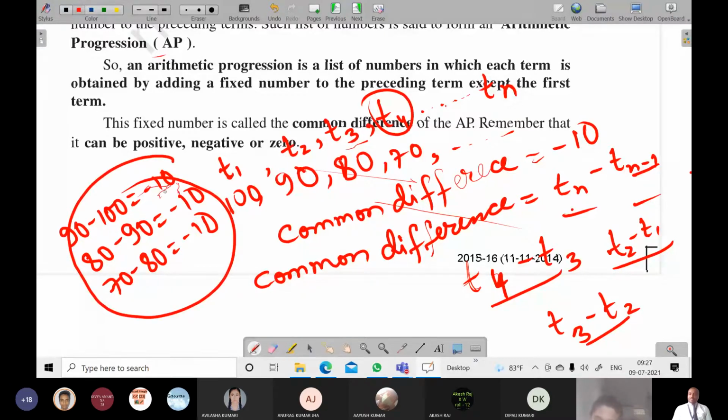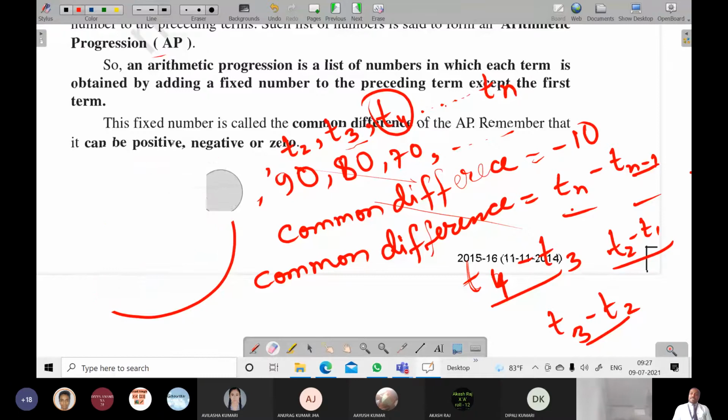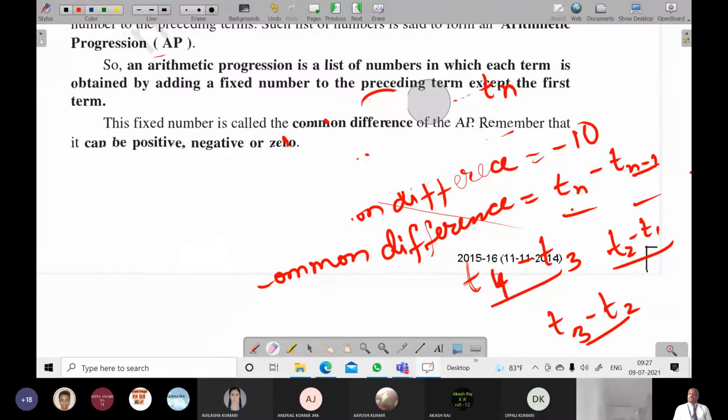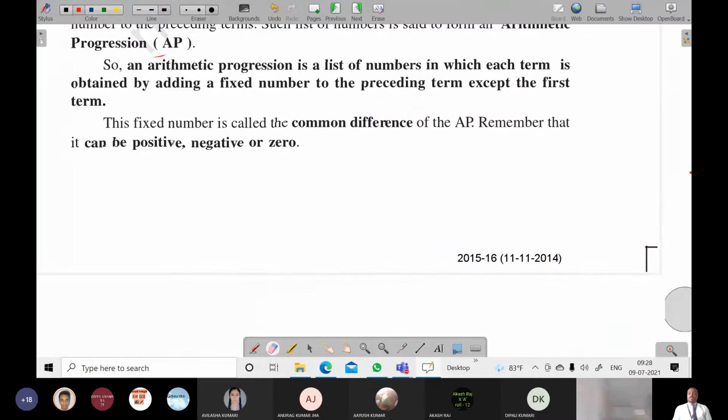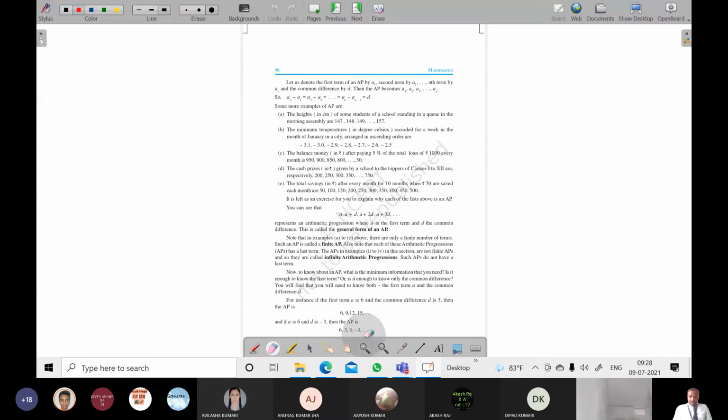So for finding the common difference, the formula is Tn minus Tn minus 1. If n is 4, then n minus 1 will be T3, the third term. Getting me, everyone? Yes, sir. And this common difference can be positive, can be negative, and it can even be 0. Like the example you saw at the top, 3, 3, 3, 3, 3 only. No change is occurring, which means the common difference is 0. Got it?